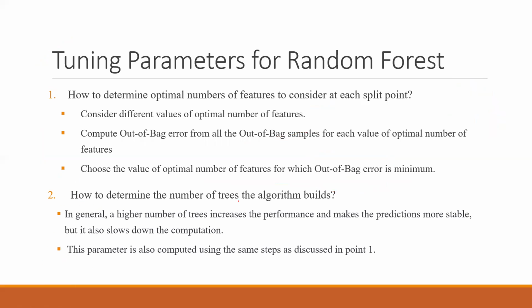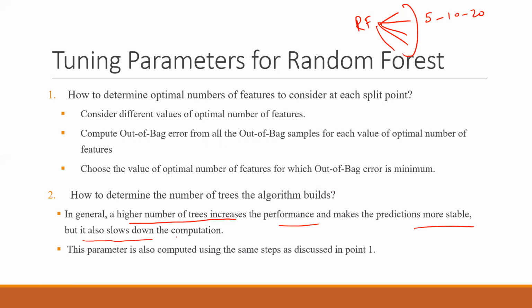Second point is how to determine the number of trees the algorithm should build. Now we have been saying that random forest always generates multiple decision trees, and how to decide whether I have to make 5 decision trees or maybe 10 or maybe 20. We can do the mode or mean later on to get the classification or regression out of it, but this number of decision trees has to be decided, right? In general, a higher number of trees increases the performance and makes the prediction more stable, but it also slows down the computation.